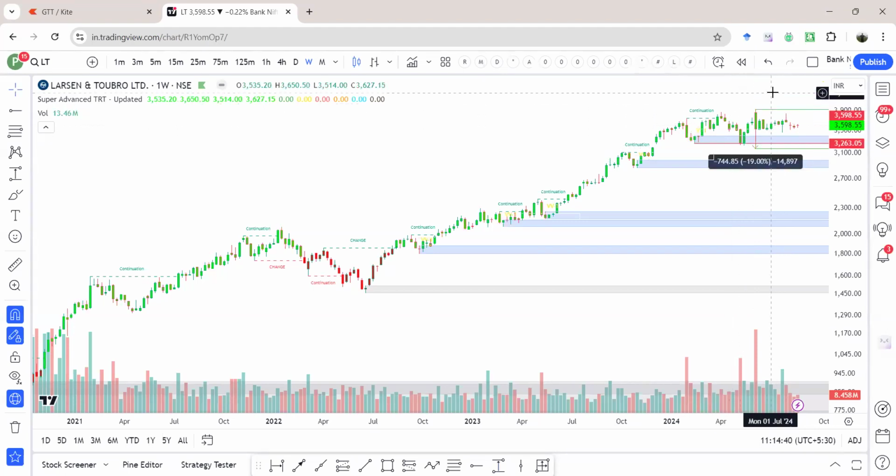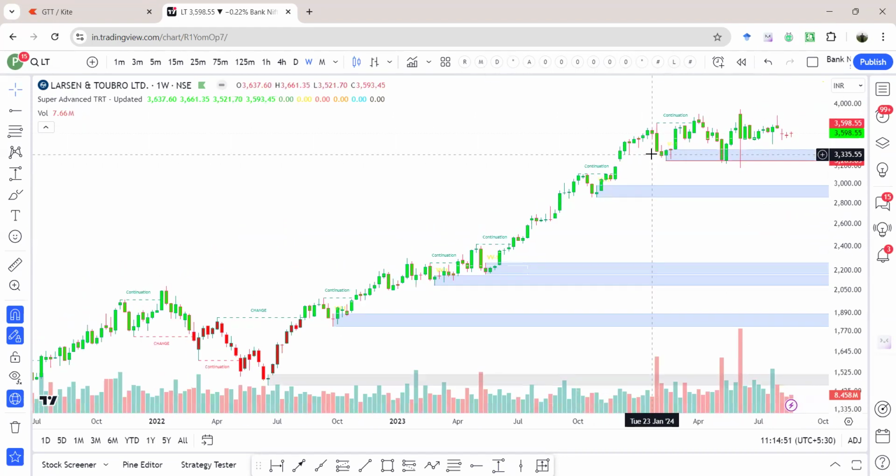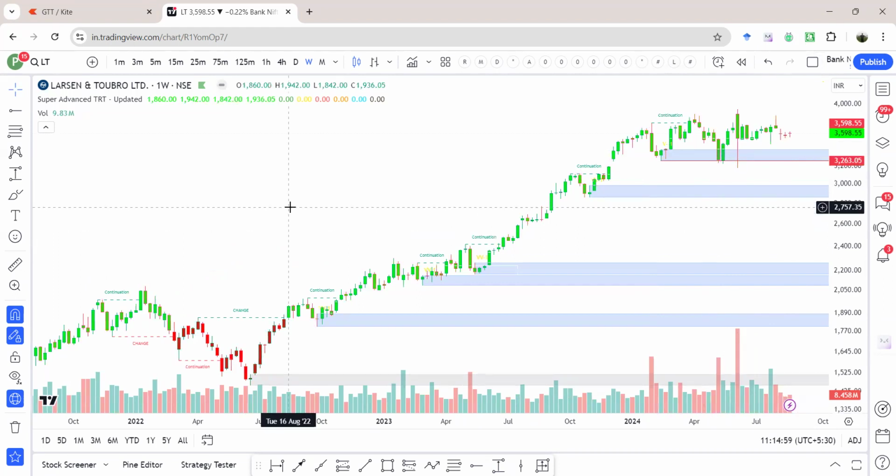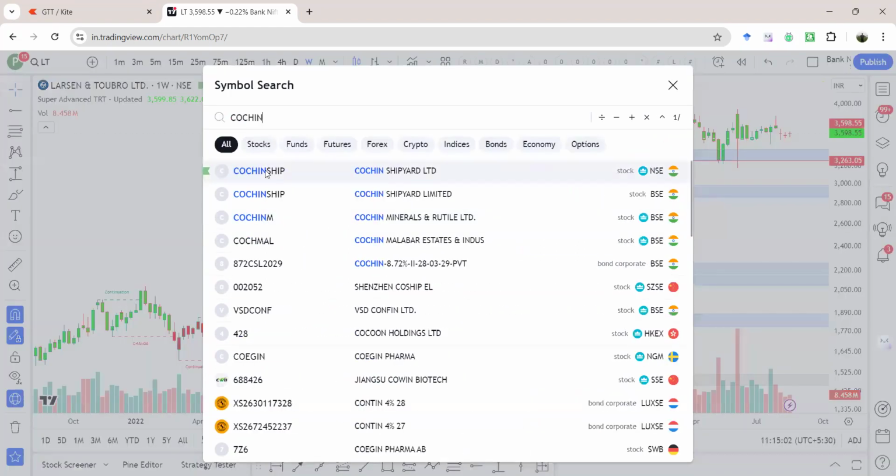We cannot exit at the top or buy at the bottom. This is bound to happen. We have to lose some amount of profit if we want to follow the trend. Now, for the weekly chart, when candle closes below 3263, you can exit. If it keeps on going higher and higher, I will show some chart like Cochin Ship.